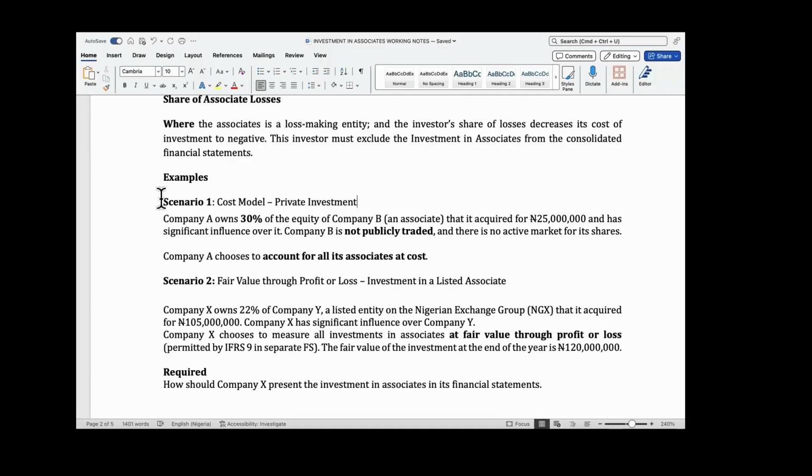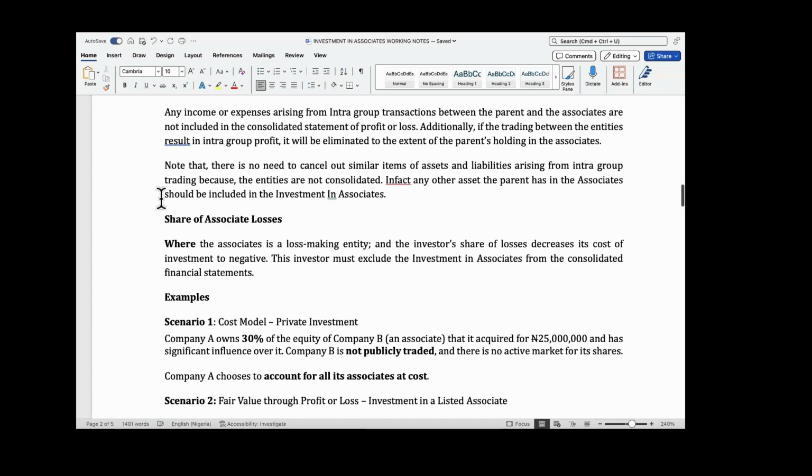Sir, if an investment in associates, the associate is loss making, then I will not include the investment in the books again. Now, if independent auditors come around, how will they know that I have an investment in a particular associate if I have removed it from my own books?